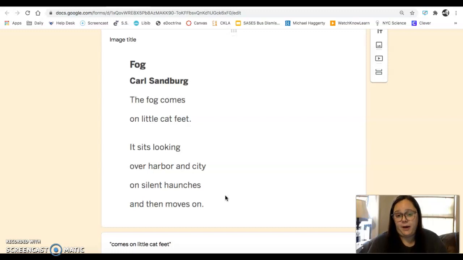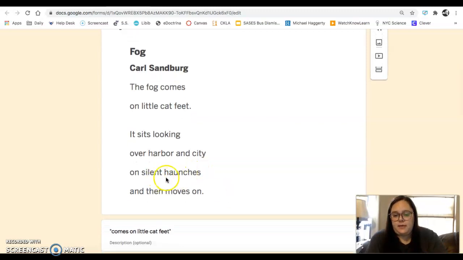It's probably the fog, since that's my title. So what is being compared to the fog? So this is called Fog by Carl Sandburg. The fog comes on little cat feet. It sits looking over harbor and city on silent haunches and then moves on.